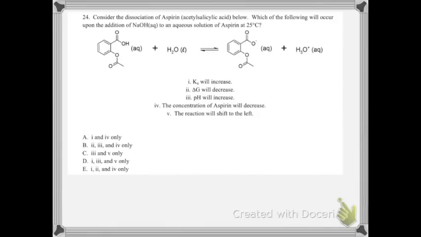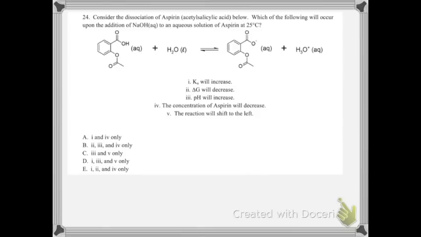Okay. Here we have aspirin. Someone must have had a headache when writing this exam, because this is the second painkiller we've seen. So we're taking aspirin and adding NaOH to it. So here they give us the acid dissociation of aspirin.